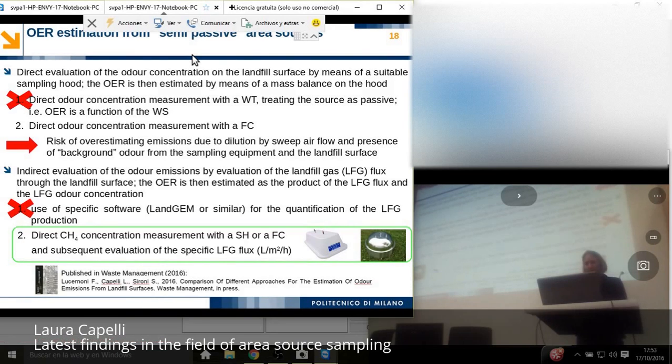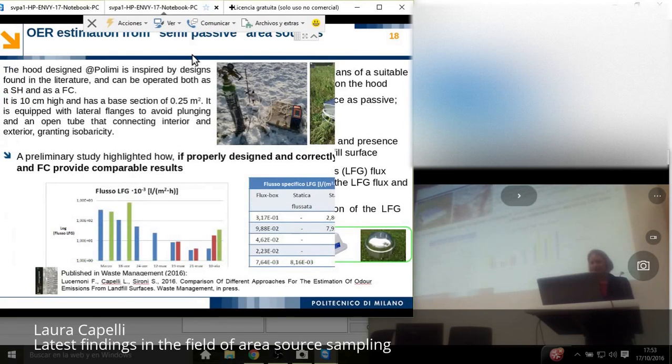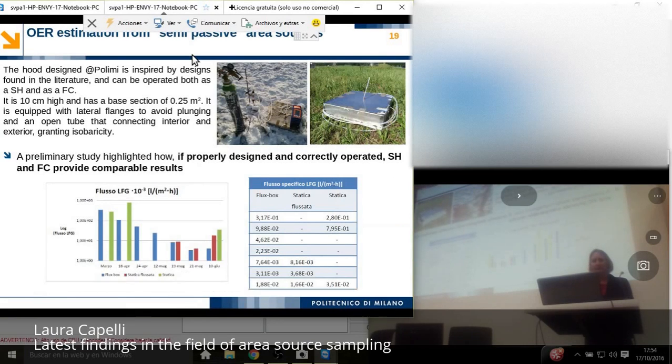So another idea was to measure the methane concentration of a landfill surface directly, either with static hood, English method, or with flux chamber, American method. So we did that. And in a first study, first we designed our own hood, because we wanted to have only one, which could be operated in both methods.